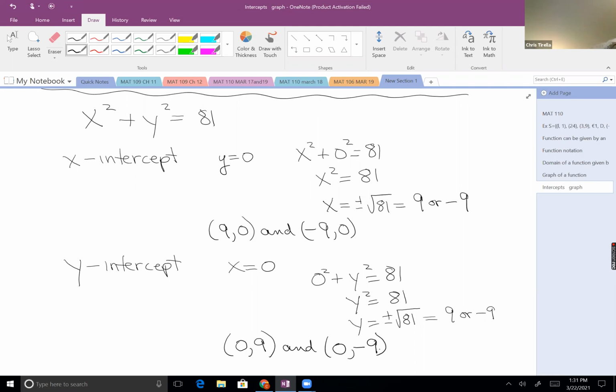And so to find our intercepts, if the graph's right in front of us, we can just look for the points where it crosses the axis. If the graph is not in front of us, we're going to substitute 0 for the other variable to find the intercept. Everybody all right with that? Any questions?